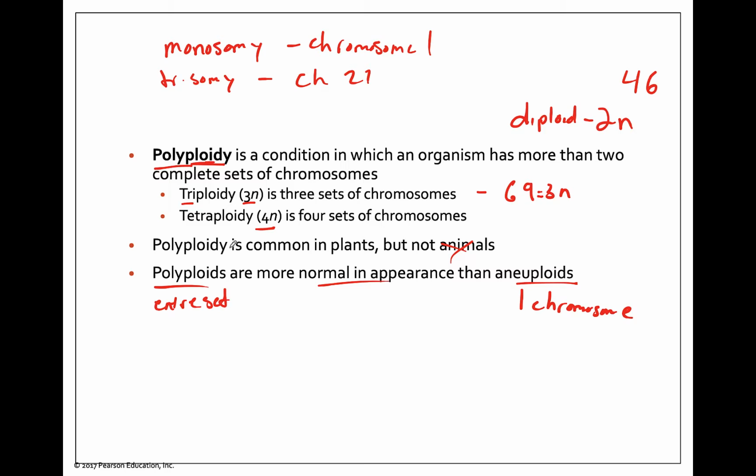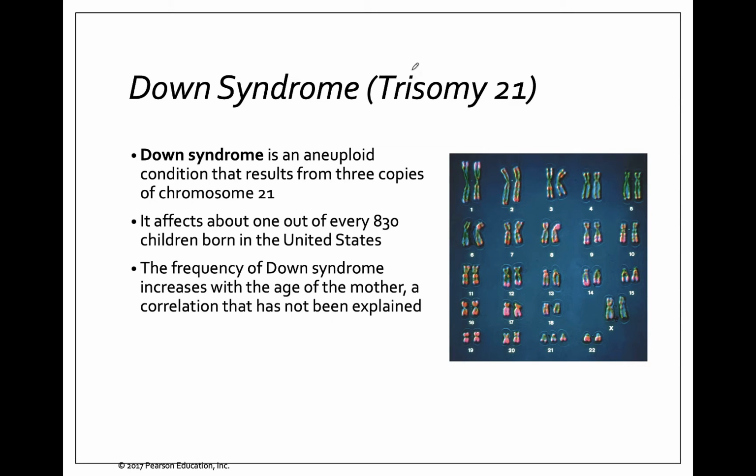And so the reason that polyploids are more tolerated than aneuploidies is because you're getting equal amounts of all of the different chromosomes. So you're getting an entire set, and that keeps the proportions of the genes in alignment. Whereas with aneuploidy, you have an extra of one chromosome or not enough of one chromosome, and that throws off the ratios. So let's talk about the most common human trisomy, which is trisomy 21 or Down syndrome.